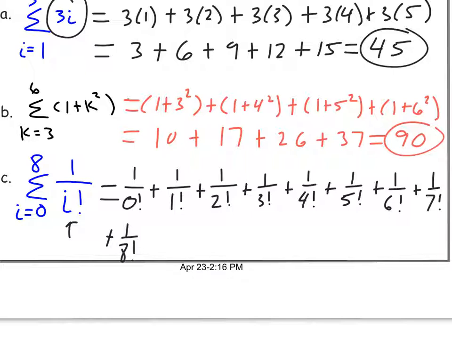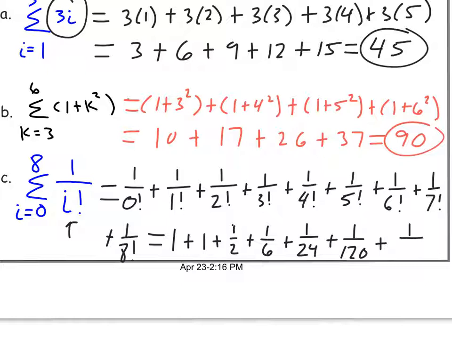Whew. There's a lot going on there. Now check this out. That's 1 plus 1 plus 1 over 2. 3 factorial is 6. 4 factorial is 24. 5 factorial is 120. 6 factorial is 720.